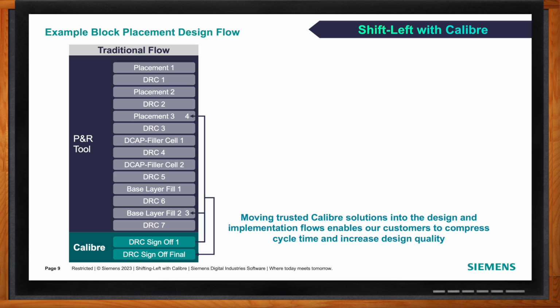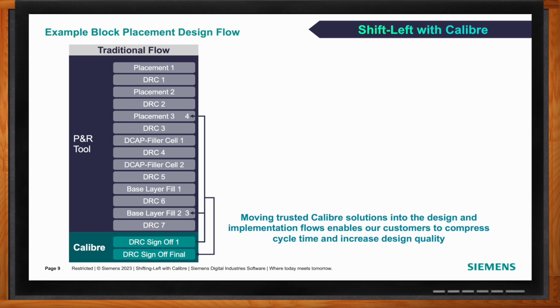Even though we ran all this DRC, we're going to sign off with Calibre, run it, and lo and behold, it says it's not clean. That's because there are discrepancies between the DRC tool being used in P&R and the sign-off tool in Calibre. So they've got to go back, iterate a few things in placement or fill or whatever, clean those up, and then finally run a final DRC Calibre job that says you're good to go.